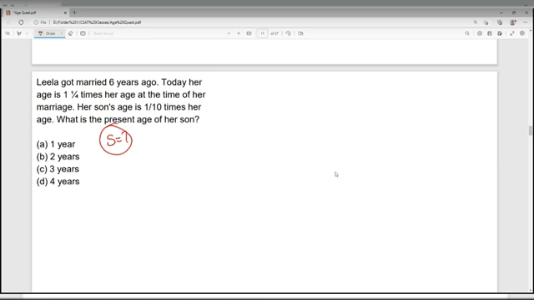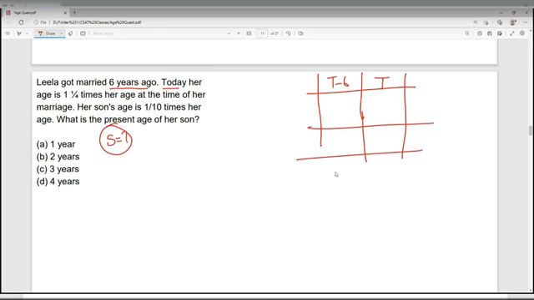And then we'll see the timelines here. That is 6 years ago and today. I think these are the only 2 timelines that we have. This is T and T minus 6. And you write a chart here. And this is Leela, and this is Son.